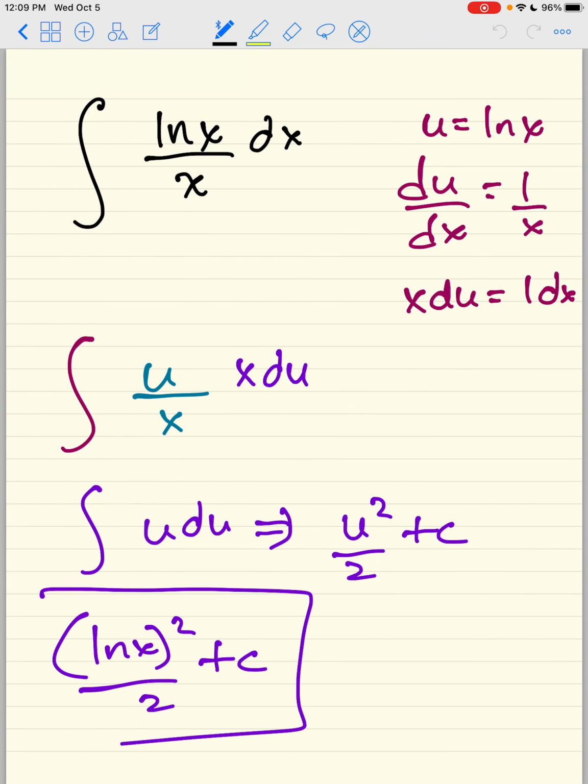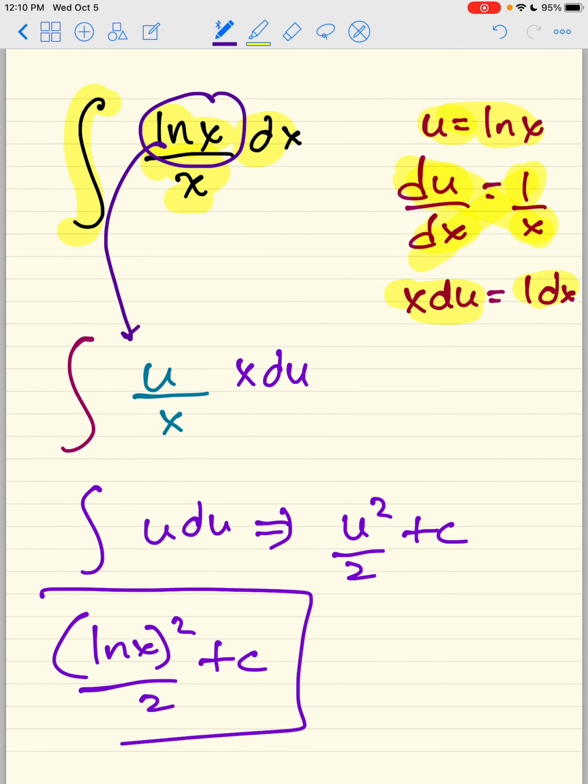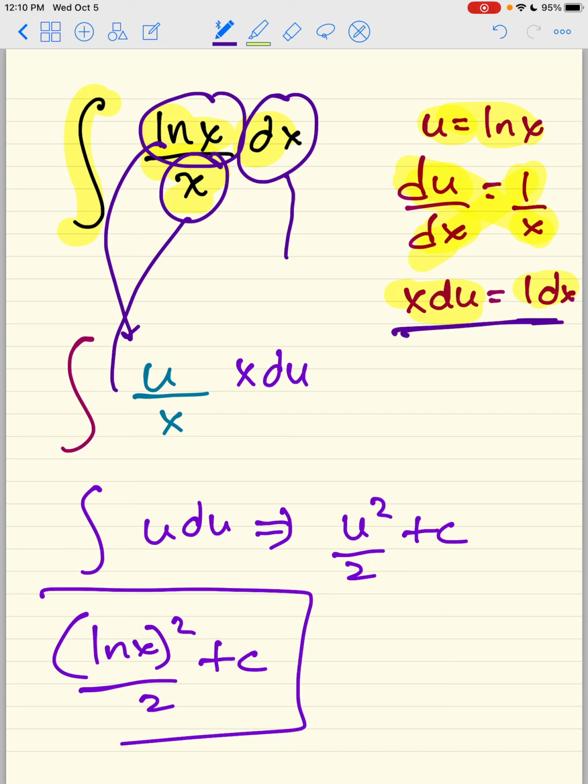In this case here, I wanted to show you something about natural log of x. This is the integral of natural log of x divided by x dx. Now, when you have a quotient with natural log, typically the natural log is your u. So u equals the natural log of x. du/dx gives you 1 over x. If you cross multiply, you get x du equals 1 dx. If you go back, you're going to change natural log of x to u. x stays where it is, and then dx becomes x du.